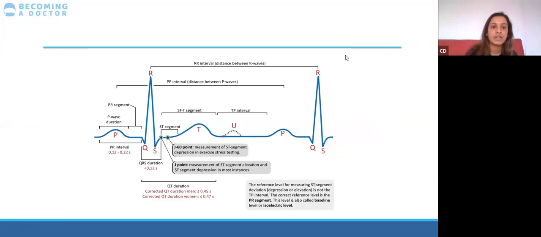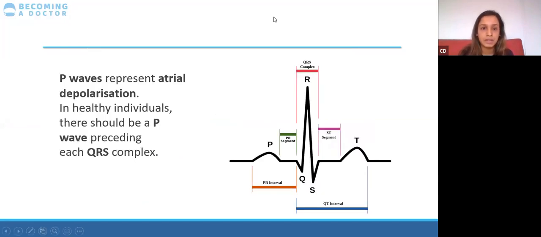So someone asked if I can come back to this one. I will be coming back to this one because I need to use it to talk about certain intervals, so don't worry. But the one I'm going to use to talk about the actual waves is this one because it's much simpler and easier to explain with.